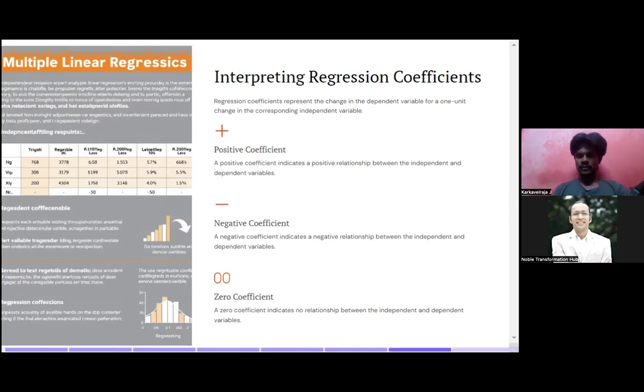Yes sir, over to you. Interpreting regression coefficients: in regression, a coefficient represents the change in the dependent variable for one unit change in the corresponding independent variable.